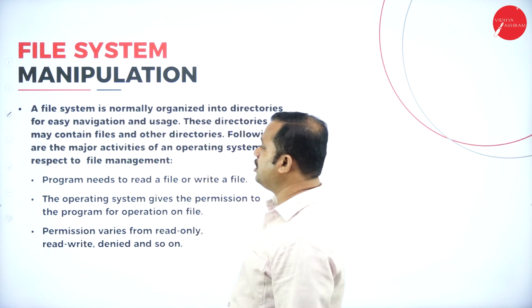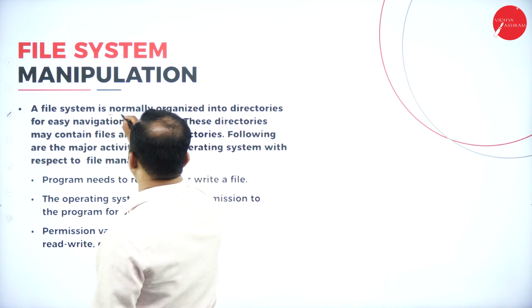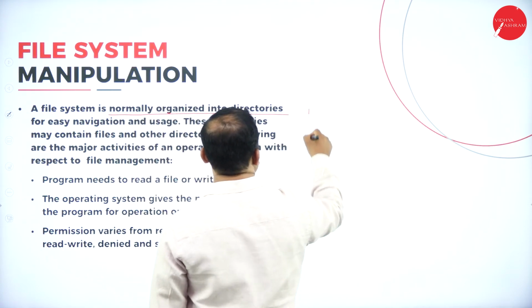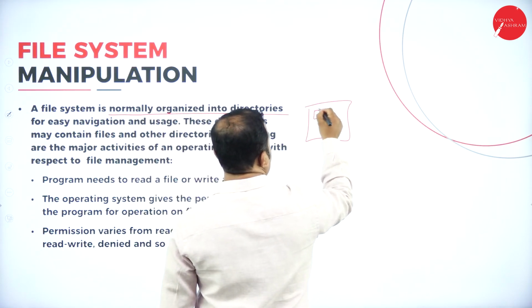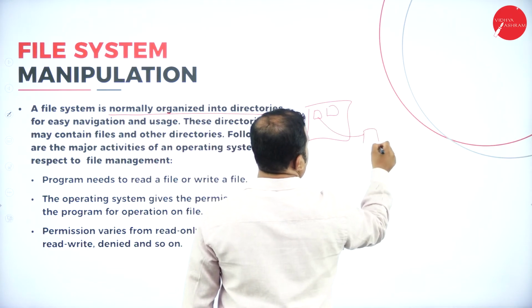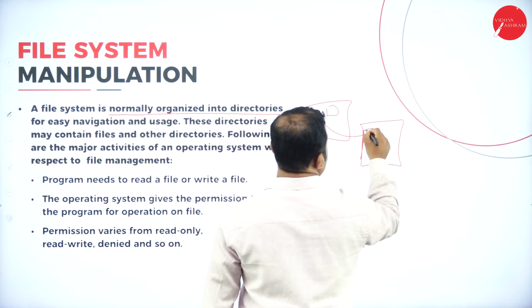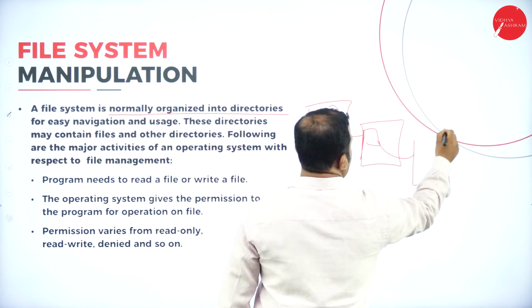Then file system manipulation also includes the system being normally organized into directories, that is, one folder. Within this folder, we will have a few folders. Within this folder, we will have one more folder.